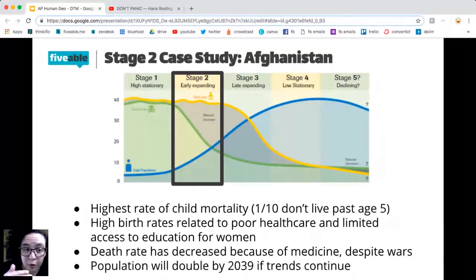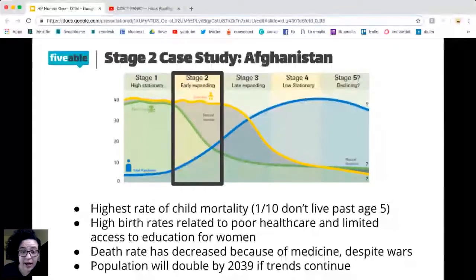Another reason why the birth rates are high is really related to poor healthcare and limited access to education. The more opportunities that women have, the more freedoms that women have, the more education that women have, the less likely they are to have a lot of children. So birth rates are very much connected to women's equality. In Afghanistan, women don't have a lot of access to contraceptives or education or different opportunities. And so the birth rate remains really high.